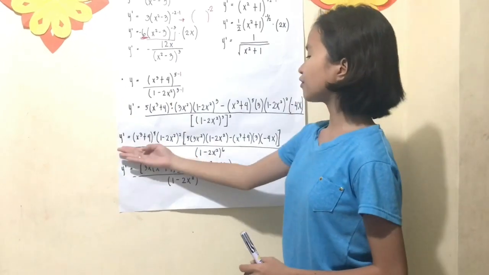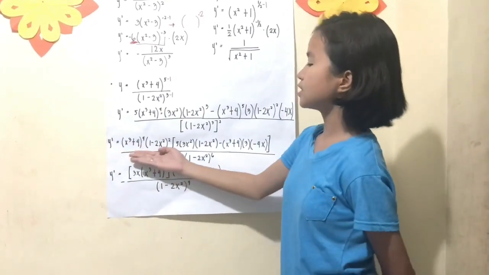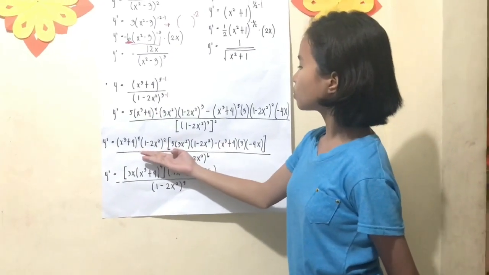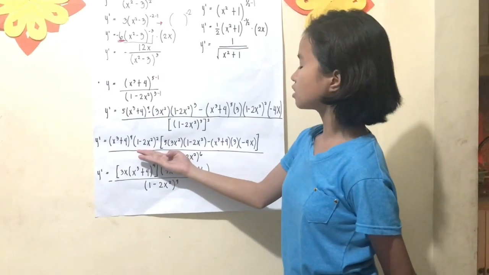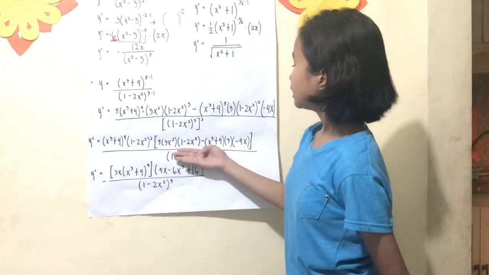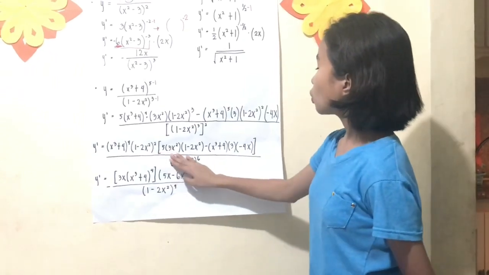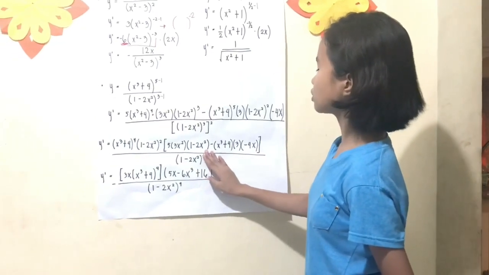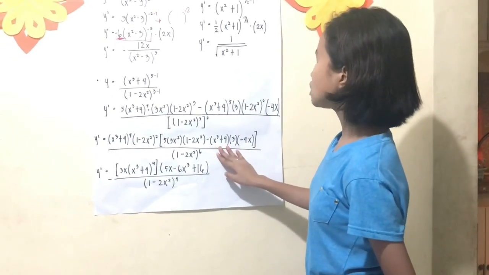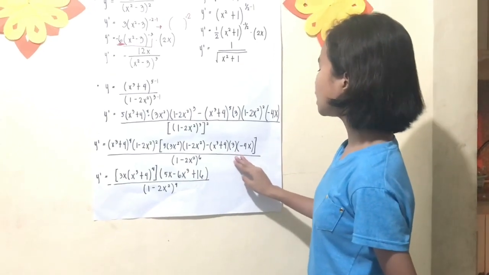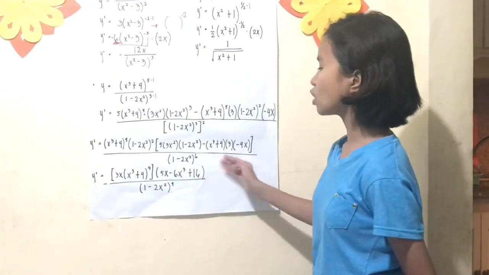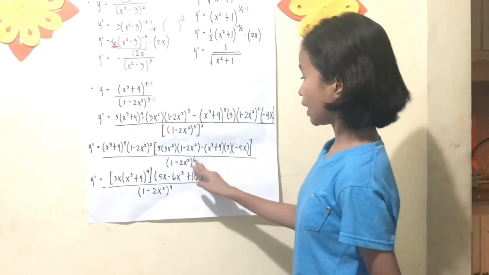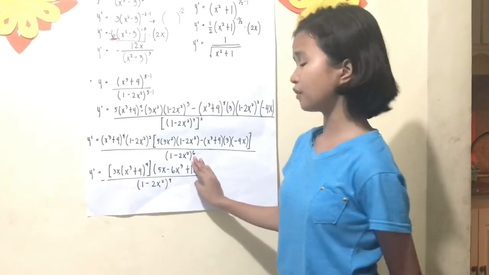After that, we have y prime is equal to the quantity of x cubed plus 4 raised to 4 times the quantity of 1 minus 2x squared raised to 2 times 5 quantity of 3x squared times the quantity of 1 minus 2x squared minus the quantity of x cubed plus 4 times 3 times the quantity of negative 4x over the quantity of 1 minus 2x squared raised to 6. We have the final answer.